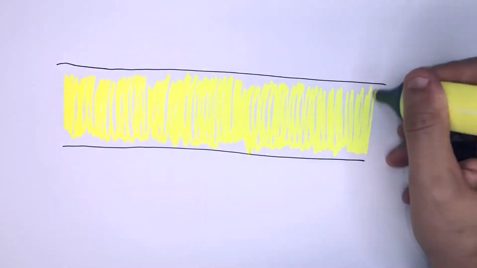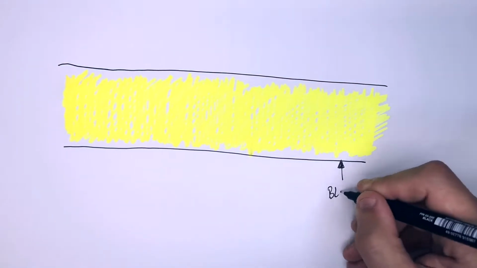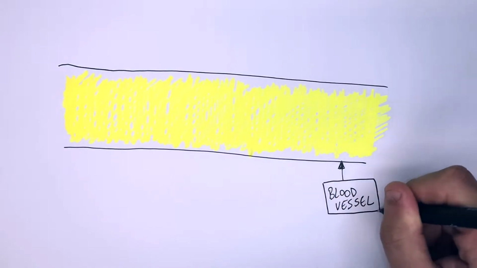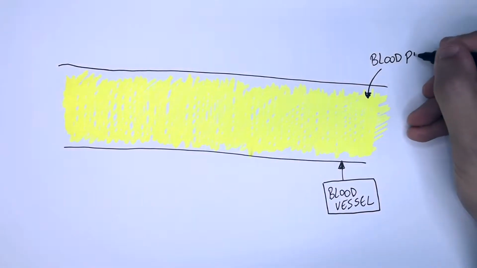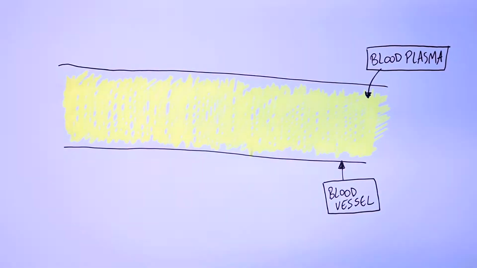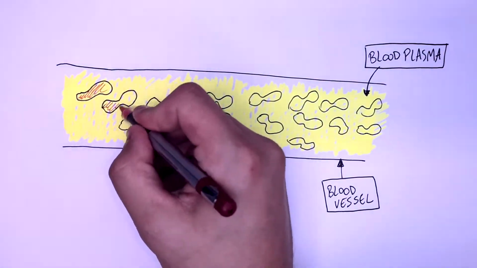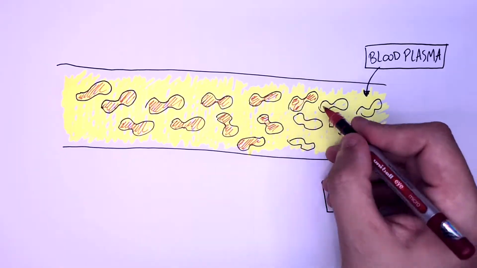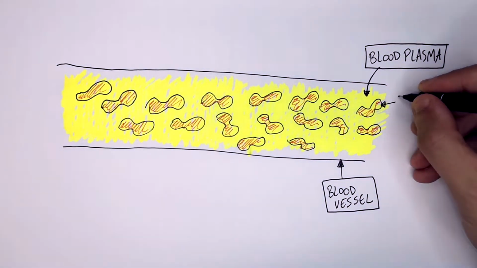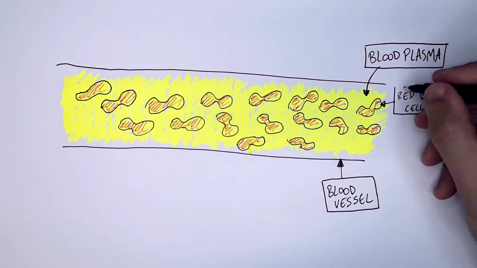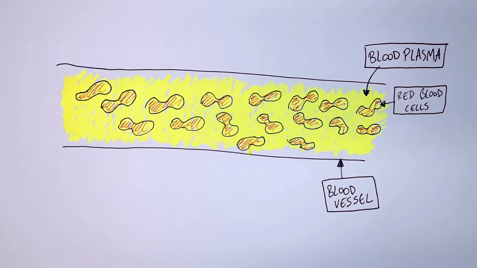This here is blood plasma, which is a clear yellow liquid. Blood plasma constitutes approximately 55% of the blood. Inside the blood plasma is where the red blood cells are carried. I'm now drawing here the biconcave shape of red blood cells that are carried in the blood plasma. It is these red blood cells, aka erythrocytes, that make the blood appear red.